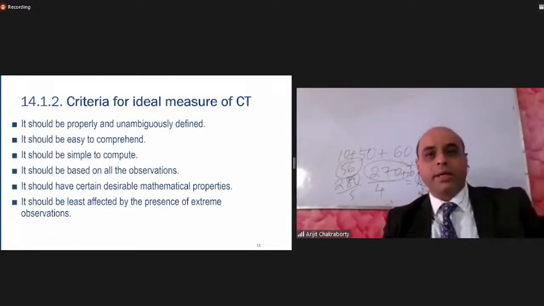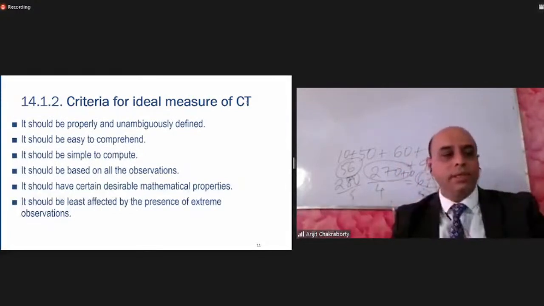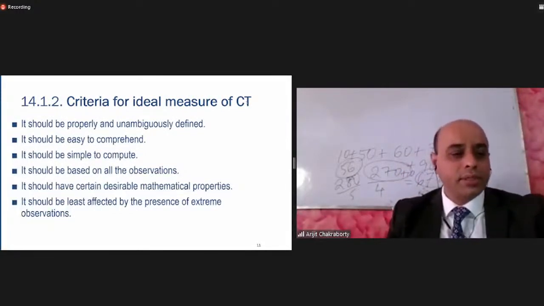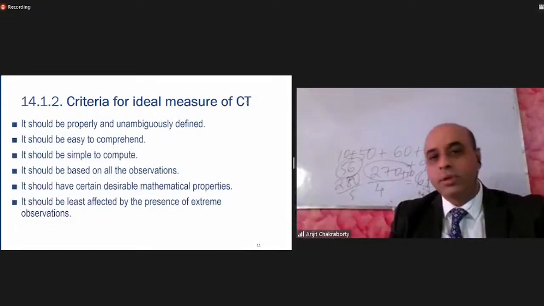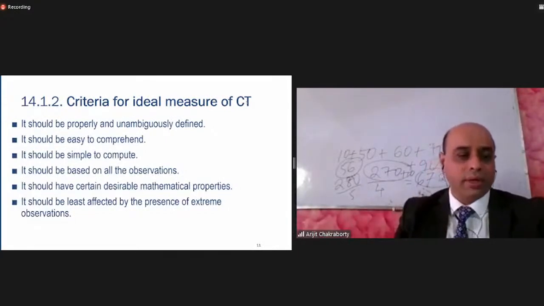So these are the criteria. It should be easy to understand, easy to calculate. It should be based on all observations, and therefore it should be desirable. These are the desirable qualities, and this will be used for our understanding.